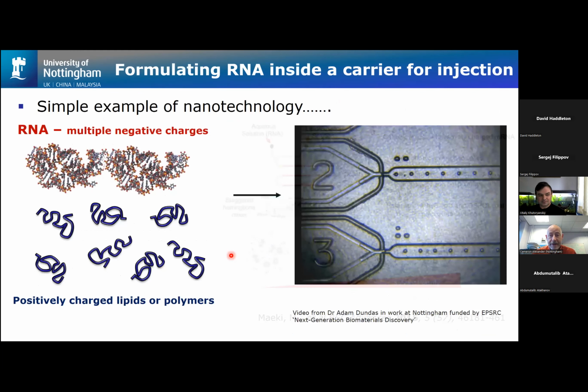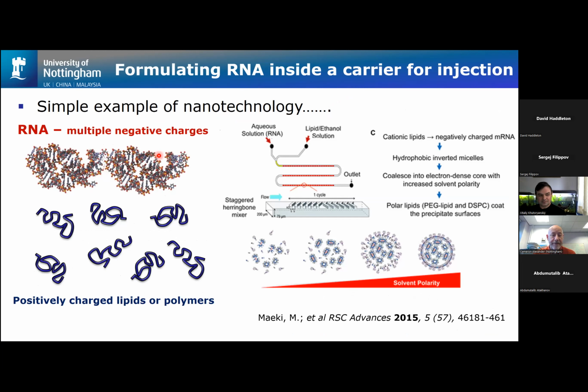Formulating RNA inside a carrier is a simple example of nanotechnology. All you do essentially is you have RNA, with multiple negative charges, and we mix it with some polymers, which are positively charged, or lipids, which are positively charged. So we usually have a soup of different lipids, as I mentioned in the previous slide. And what happens with the conventional lipid nanoparticles is the RNA goes in one line, the lipid and ethanol solution goes in another. They're mixed in particular ways.